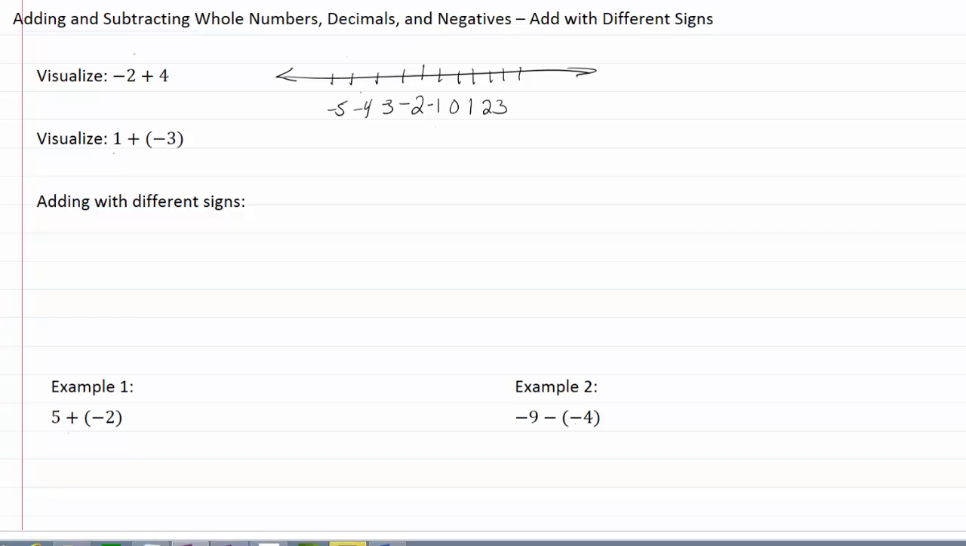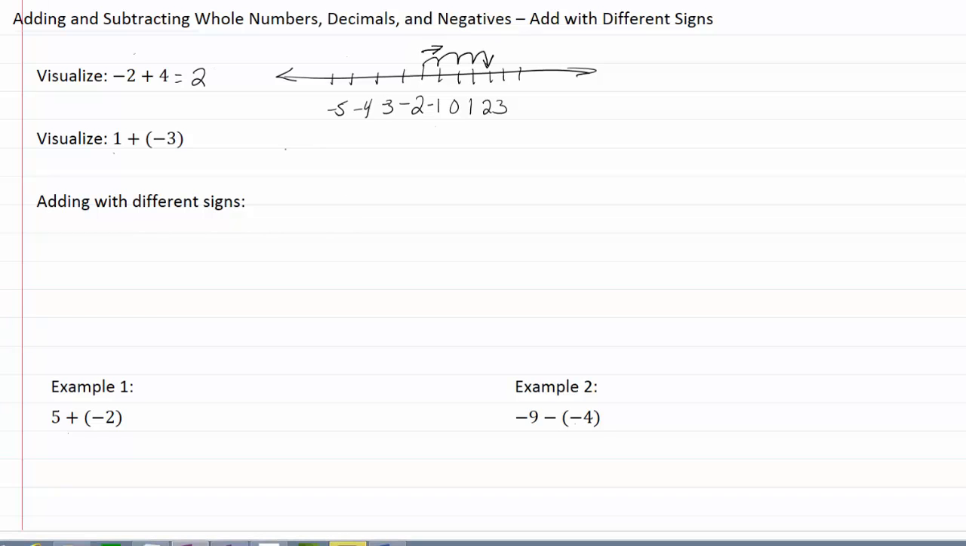Okay, so it says we have a -2 plus 4. That means that we're starting here at -2. We're going in the positive direction 4 places, which means that we are going to the right. We're going to add 4, which is going to put us at 2. So our answer here is 2.